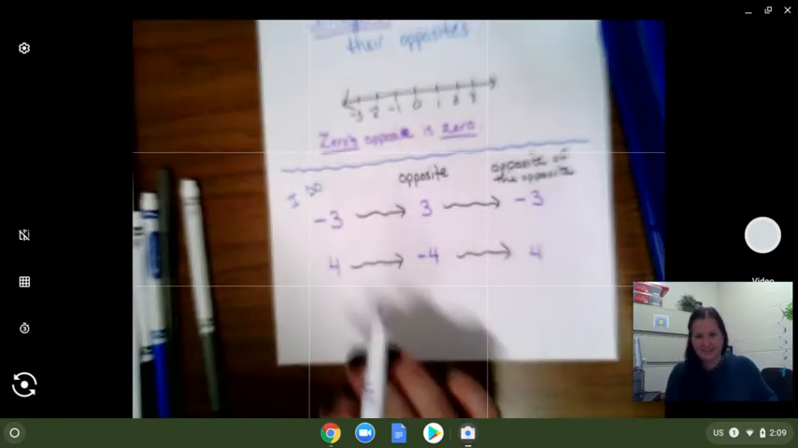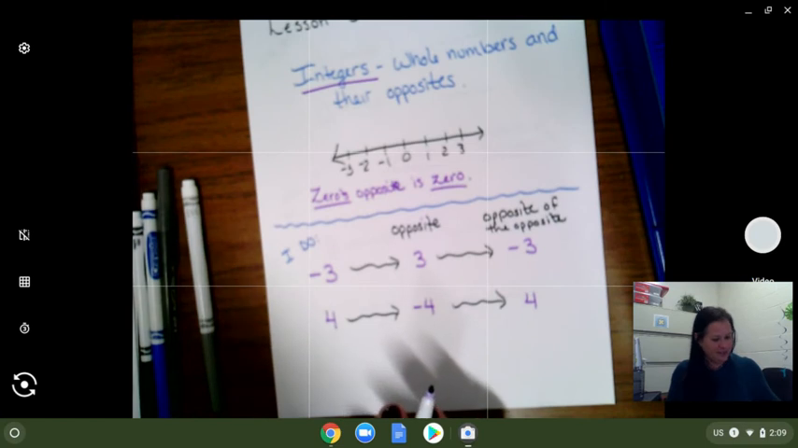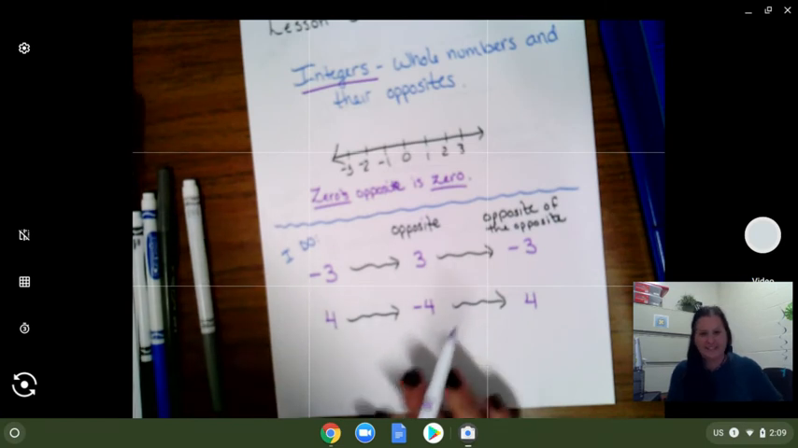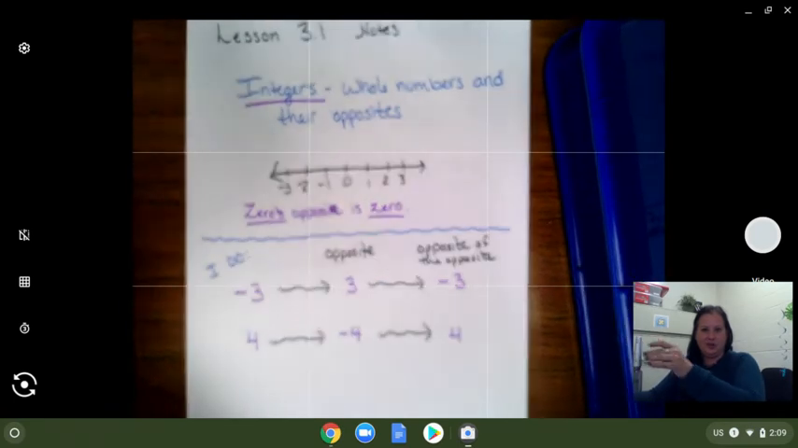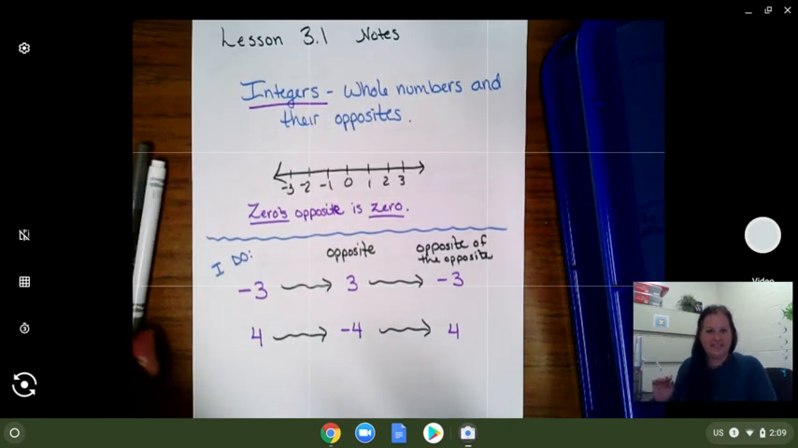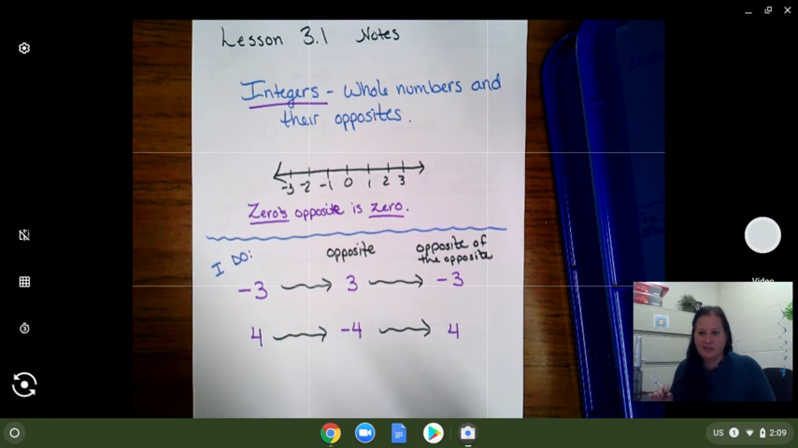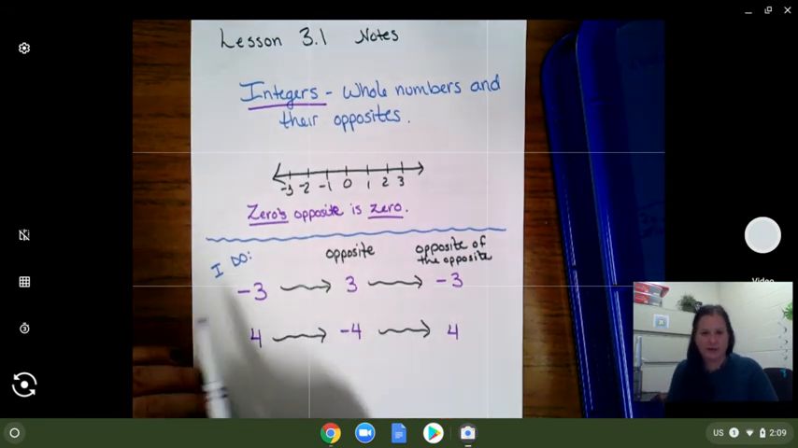Okay, moving on to the chapter. Today we start to learn about integers and their opposites. So let's make sure you can see this well. Integers are whole numbers and their opposites. And zero's a special one. Zero's opposite is just 0.